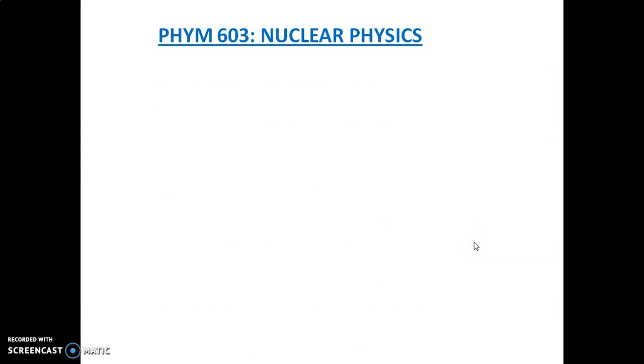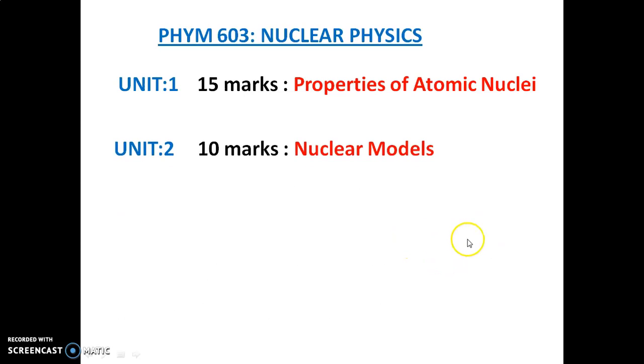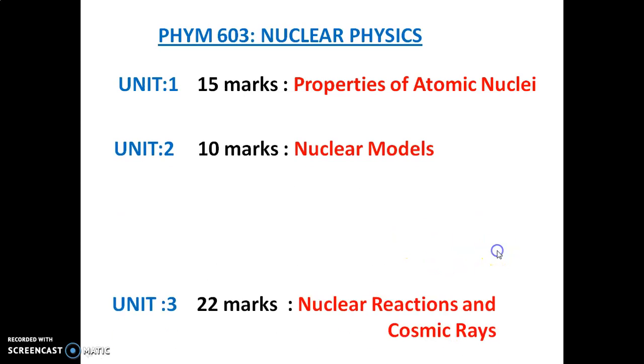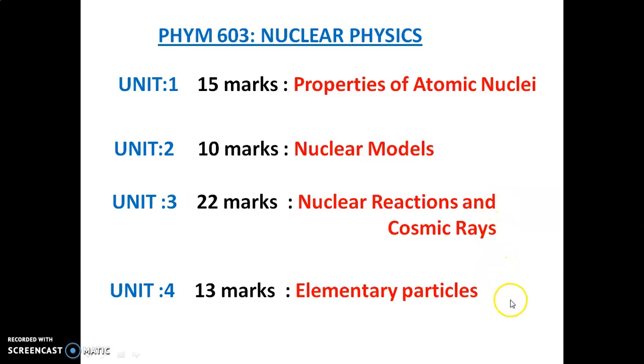So this is your paper 603 nuclear physics, and it is divided into a number of units. Unit 1, 15 marks, properties of the atomic nuclei. Unit 2, 10 marks, nuclear models. Unit 3, 22 marks, it's the biggest unit, nuclear reactions and cosmic rays. Unit 4, 13 marks, elementary particles.